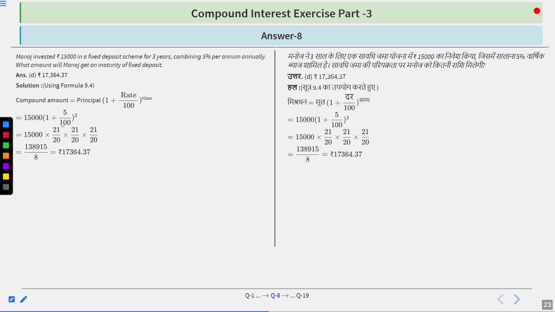That is going to be equal to 1,38,915 upon 8, which is equal to 17,364.37. So on maturity, Manoj is going to get rupees 17,364.37. Option D is the correct answer.